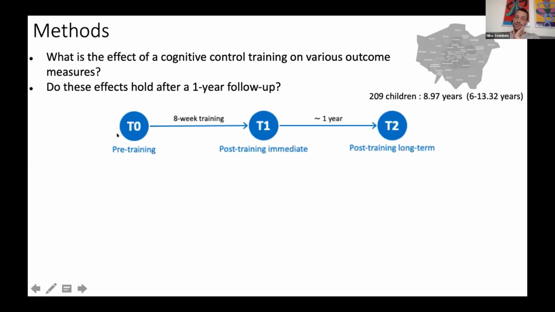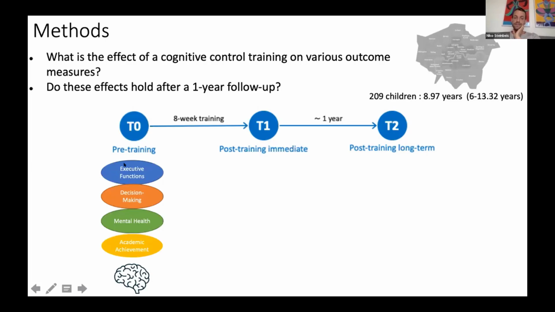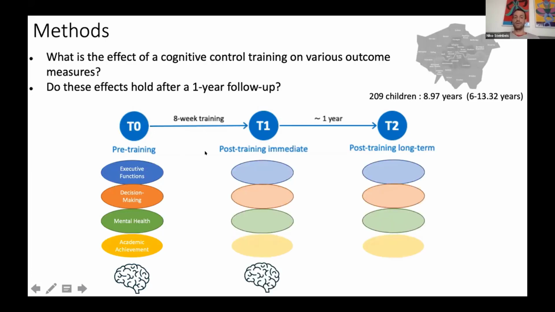We had pre-training of a particular set of transfer domains or training domains. We looked at executive functions, decision-making, mental health, and academic achievement, as well as brain structure and brain function. Then children engaged in 8 weeks of the training, and we looked at whether there was any change as a function of the training immediately afterwards, and then 1 year afterwards.